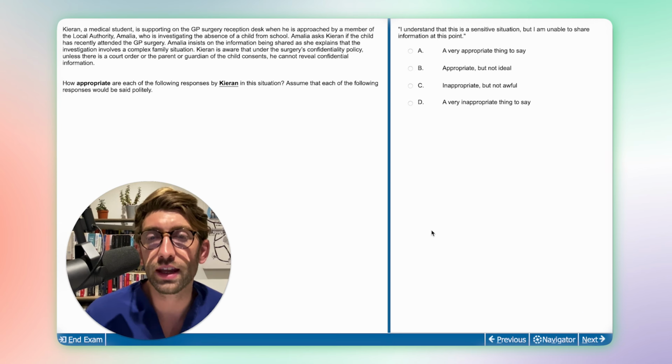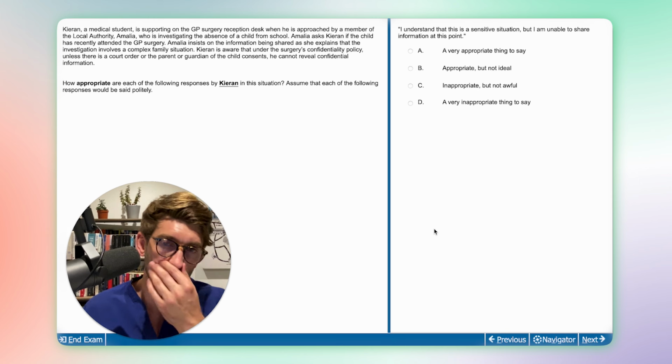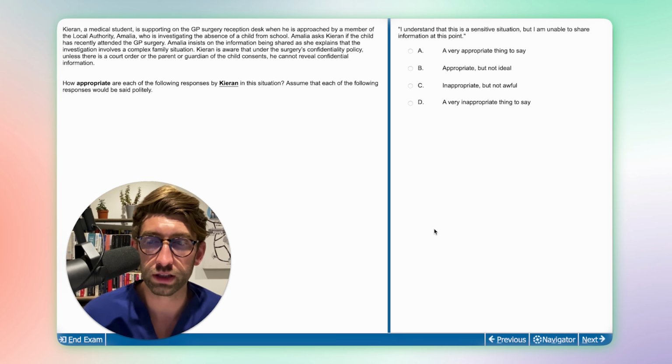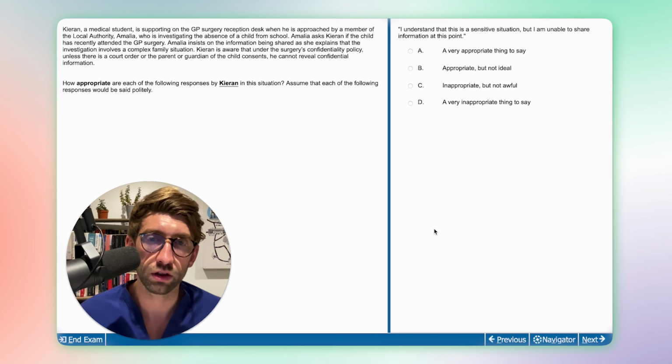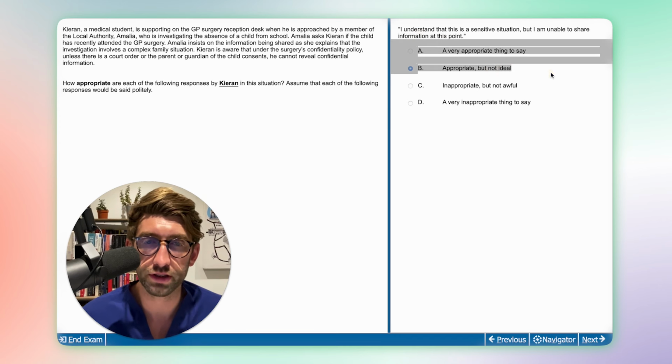It's a good answer. The next thing is, he says, "I understand that this is a sensitive situation, but I am unable to share information at this point." Now, again, the be-all and end-all is that he doesn't suggest that he can give the information, or he doesn't give the information. That would be a bad thing to do. But generally, he's said that he's unable to share the information at this point. So it's generally a good thing. It's generally going to be one of these two.